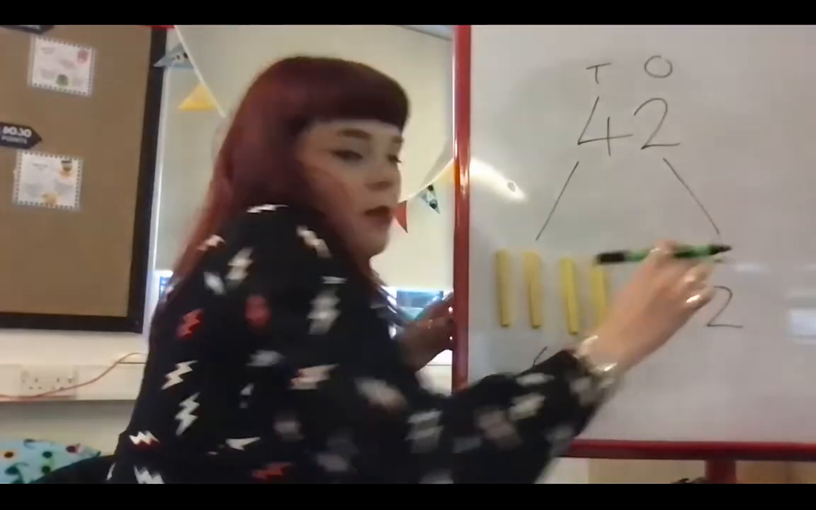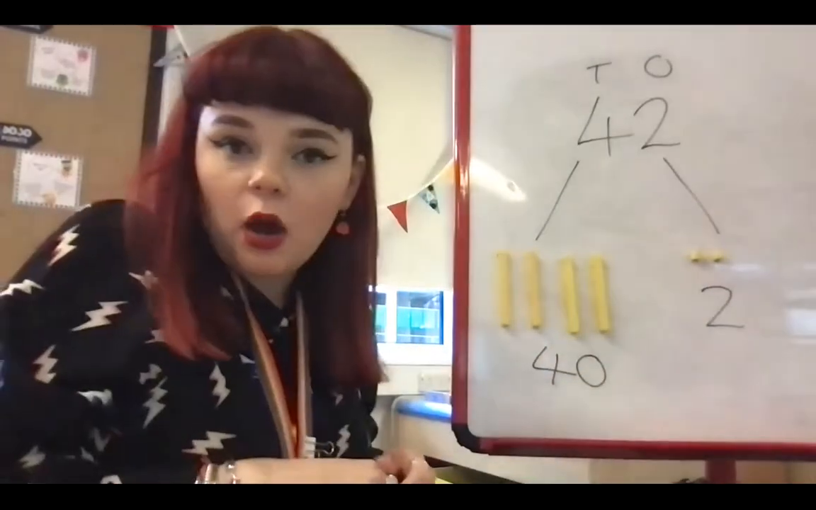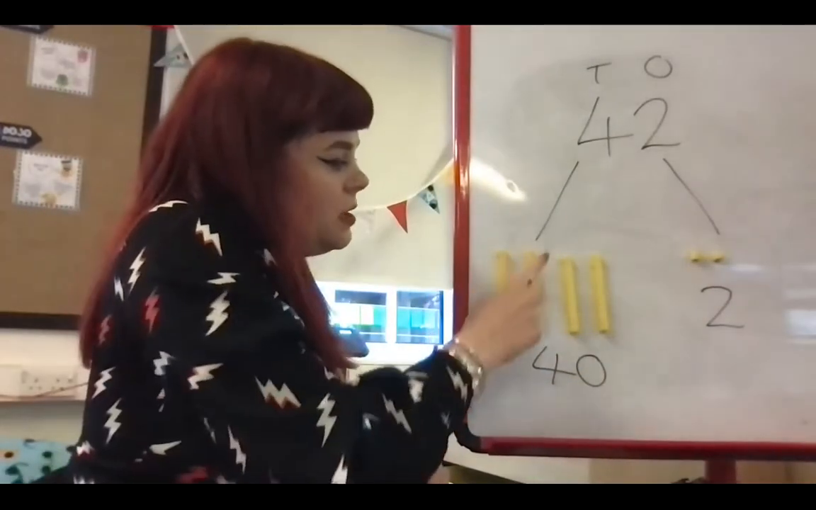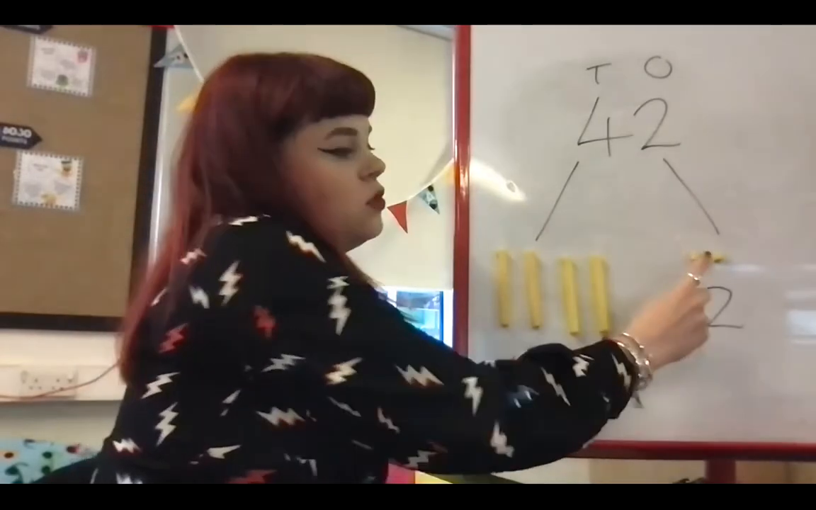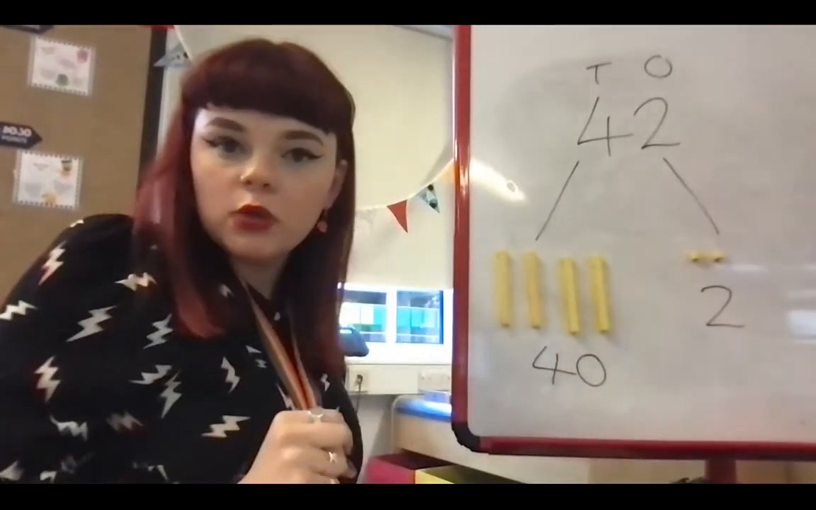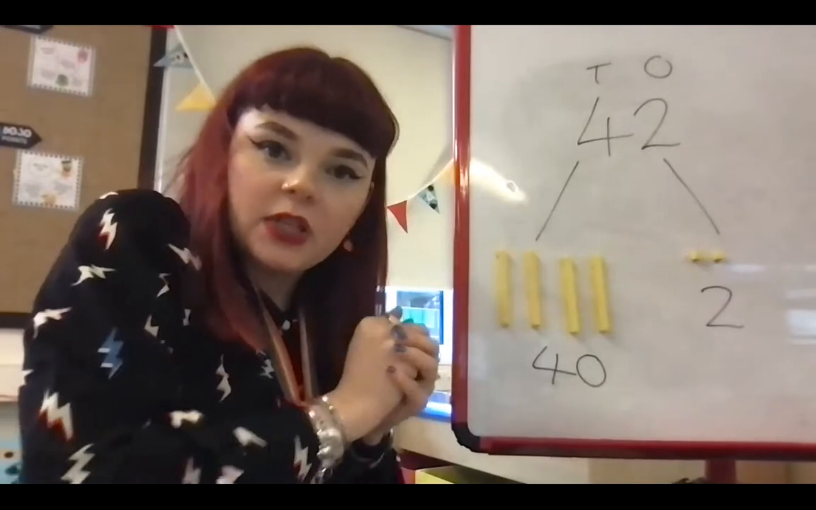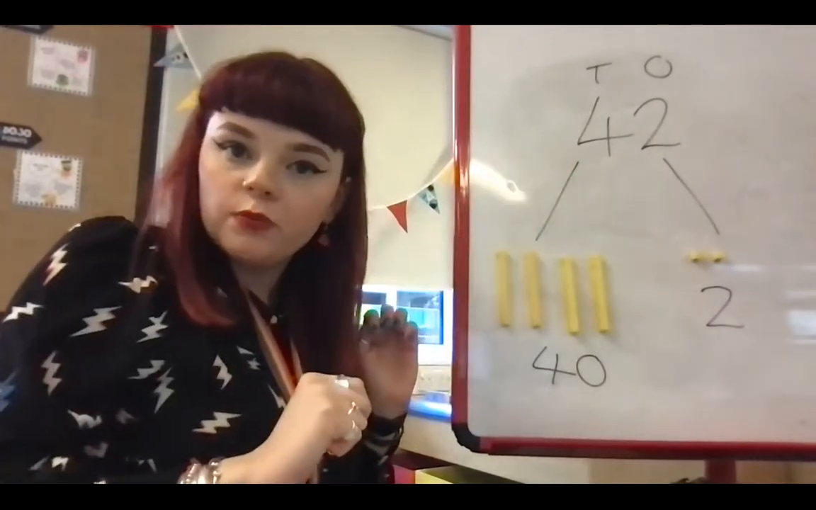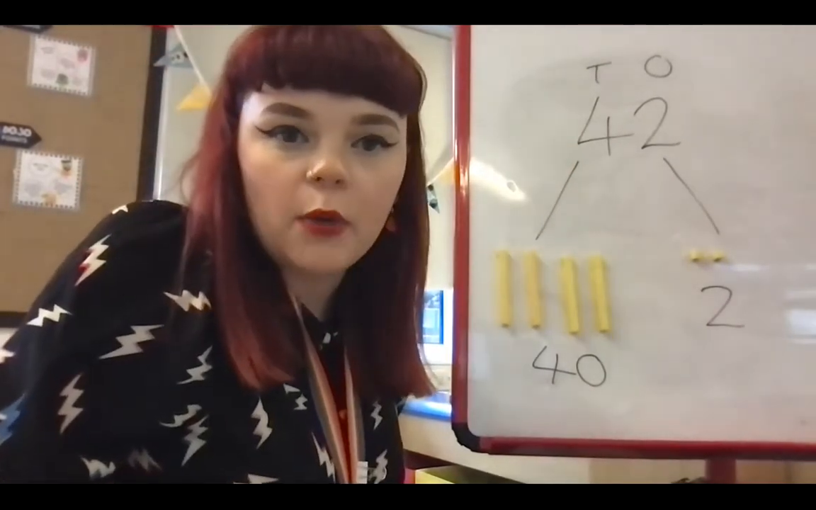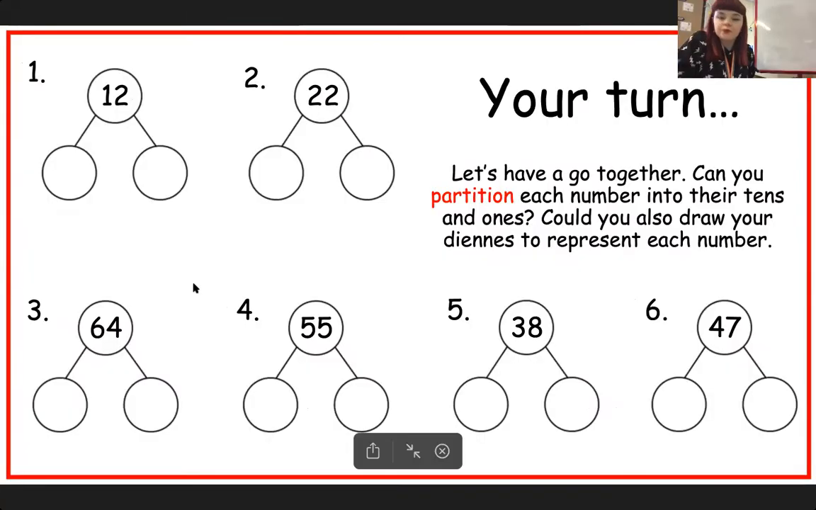Now, I can check that my two parts still come together to make a whole by counting them. 10, 20, 30, 40, 41, 42. So these two parts come together to make the whole number of 42. Let's keep going. Okay then, so we've figured out that we can partition a whole number into two smaller groups using their tens and ones. Let's have a go at doing some from your activity today to get you started.